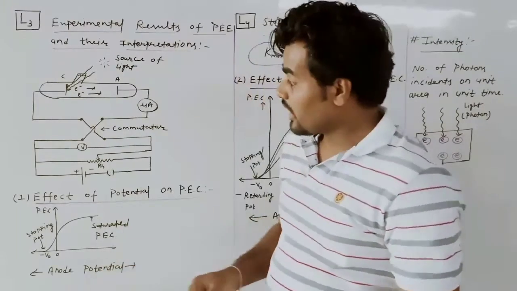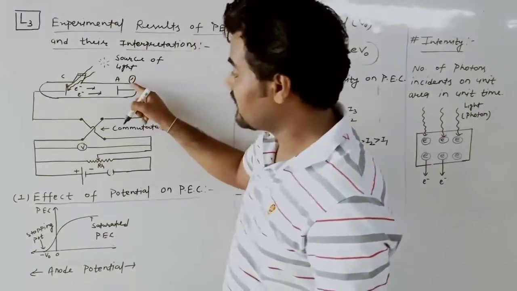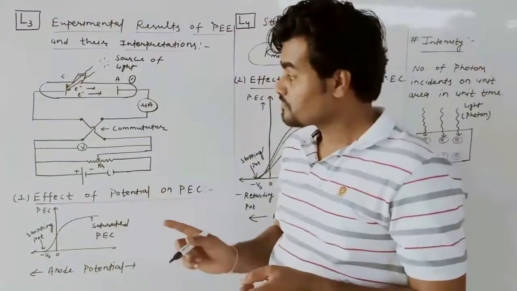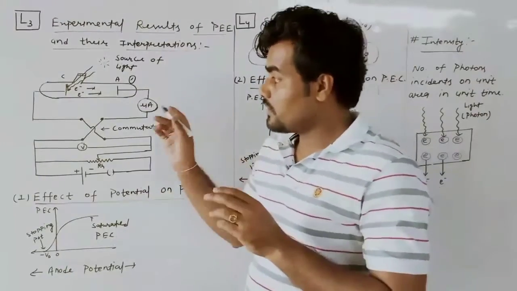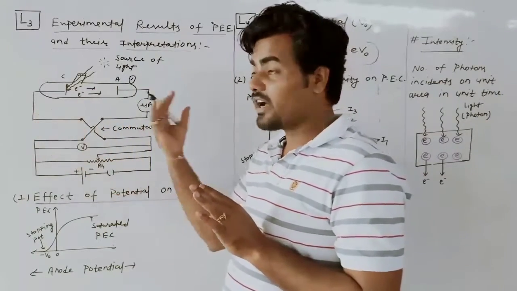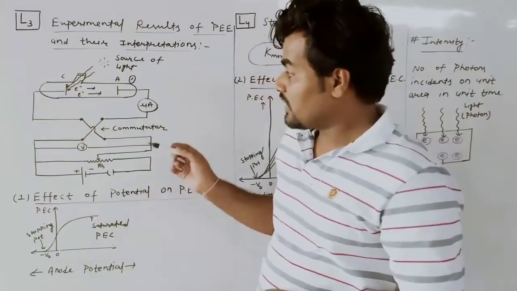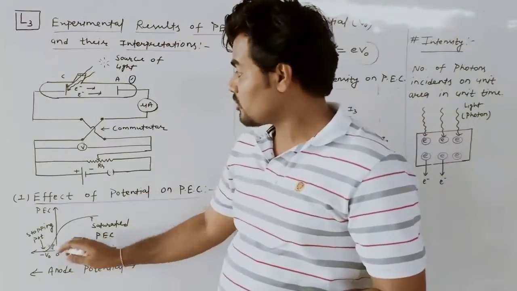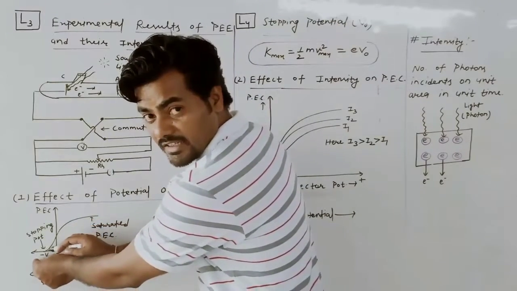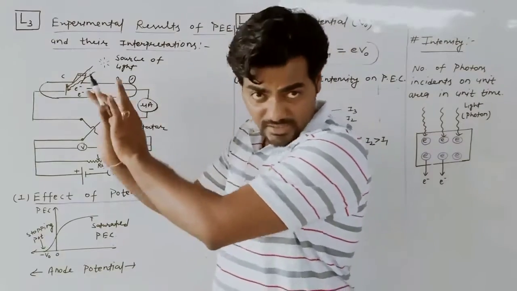By using the commutator, on applying the negative potential on the anode, we get a small amount of current. This is so because some of the electrons which possess greater energy are able to reach up to the anode even though they are repelled from the anode. On increasing the negative potential on the anode, -1 volt, -2 volt, the photoelectric current decreases, because the repulsion on the electrons increases.